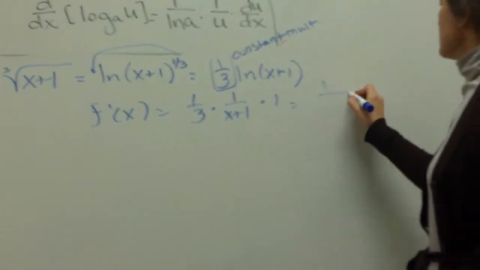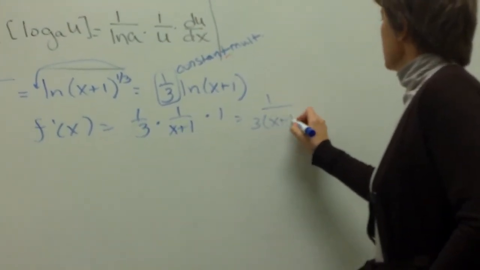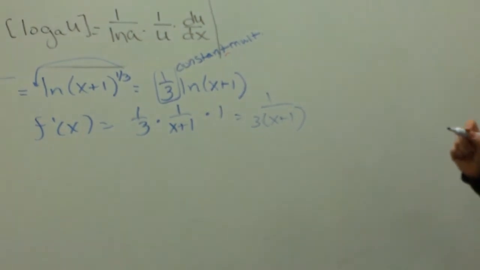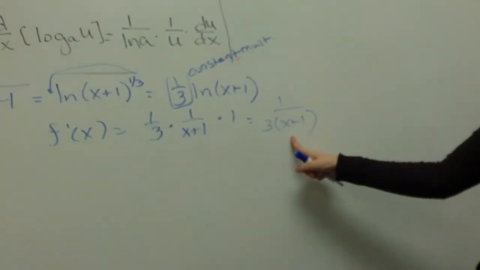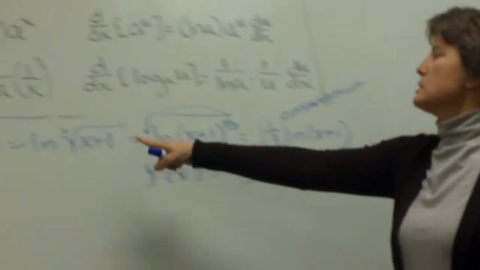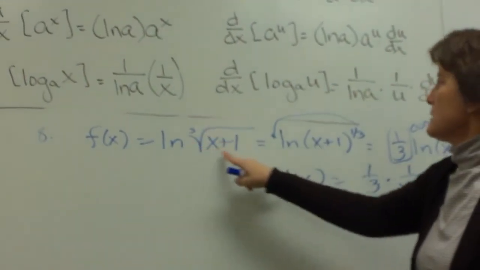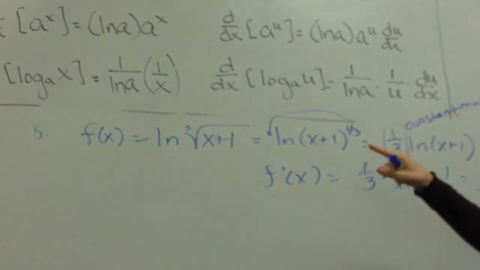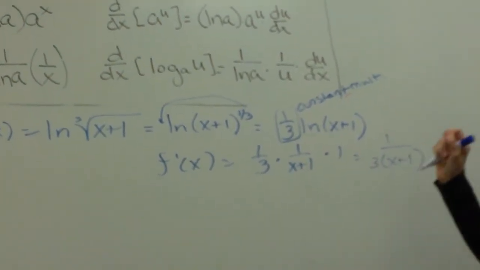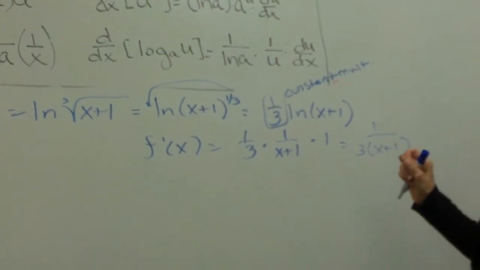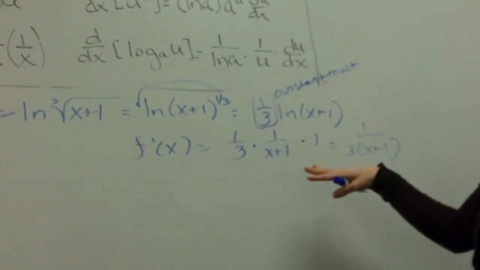So my final answer is 1 over 3 times the quantity x plus 1. And you would get the exact same thing if you use this as your u, but then you'd have to take its derivative, and that's not as easy as taking the derivative of x plus 1. So you want to use your properties of logs before you take the derivative.